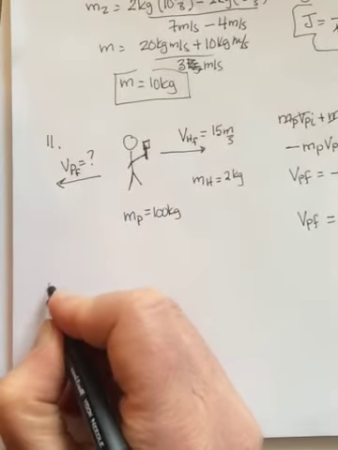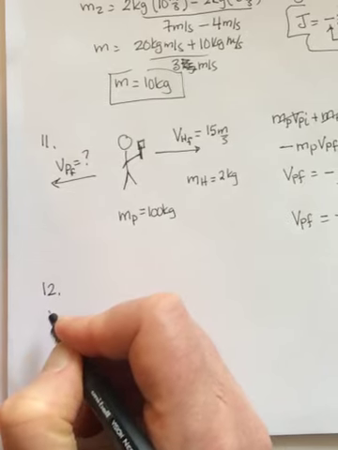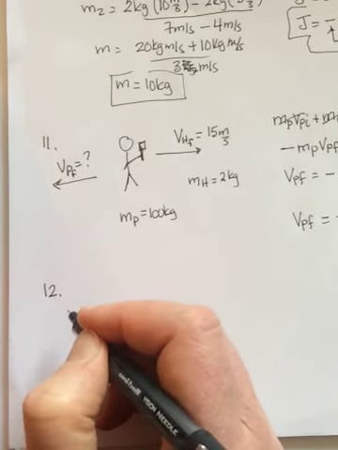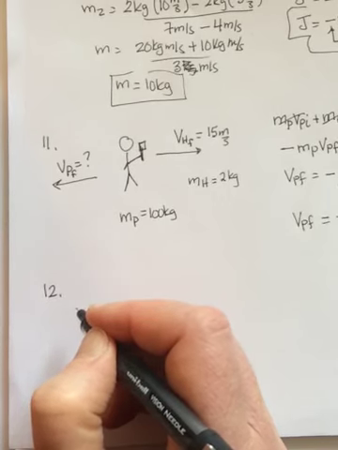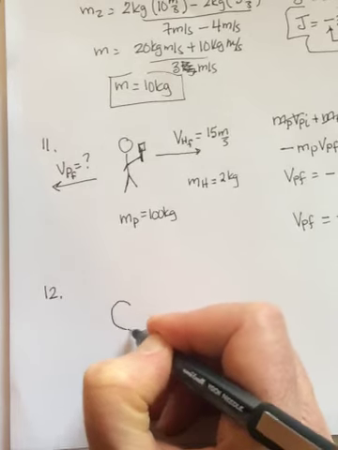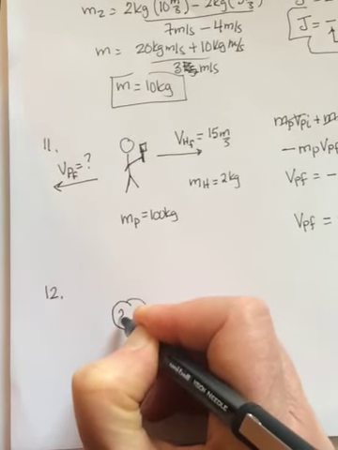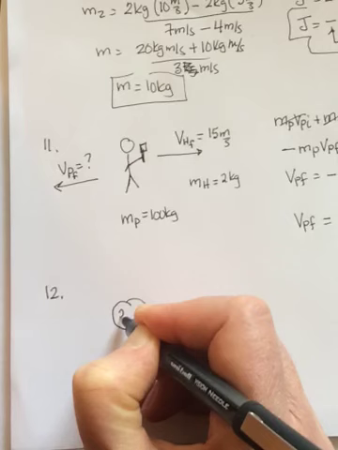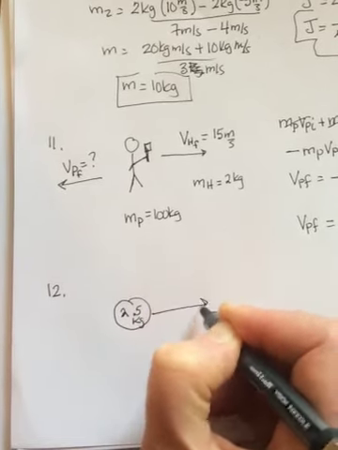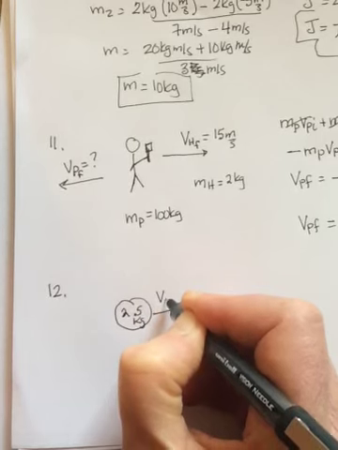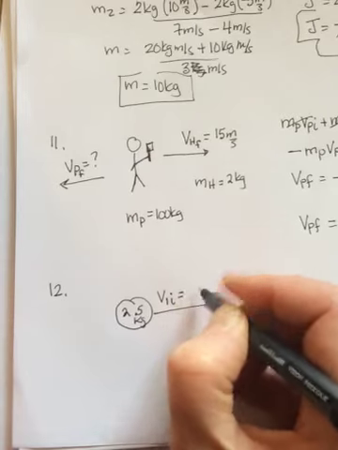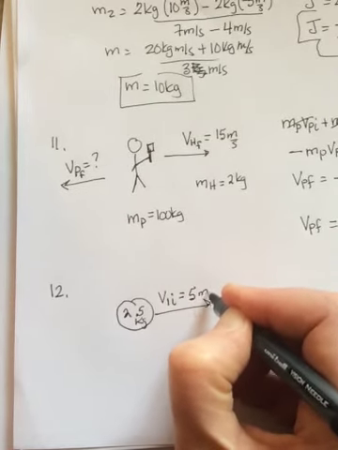Number 12 has 2 parts to it. The first part says, a stationary bowling ball of unknown mass is hit by another hard ball of mass 2.5 kilograms moving to the right. So what was the mass of the hard ball? 2.5 kilograms. I think I said meters per second. Moving to the right, so v of 1, I'm going to call this guy 1, initial is equal to 5 meters per second to the right.